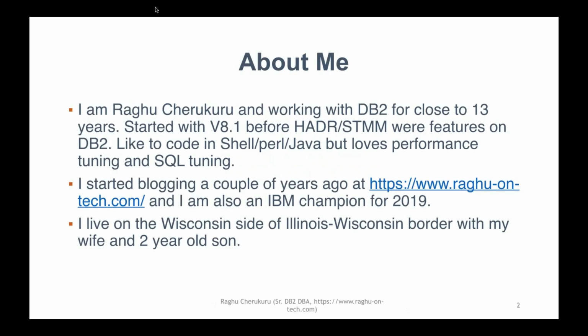All right. So this is a little bit about me. I'm Raghu Cherkuru, and I've been working with DB2 for close to 13 years. I started with 8.1, before a lot of the mainstream features of today, like HADR and STMM, were part of DB2. Apart from DB2, I do some coding. I like to code in Perl, Java, and to some degree Python, and I love to tune SQL and performance tuning in general. I blog at raghuontech.com, and I was selected as an IBM Champion for 2019. I'm still a rookie, and I live in Wisconsin.